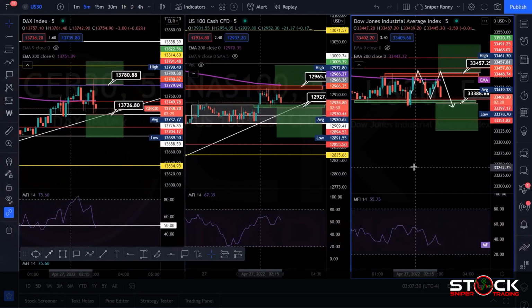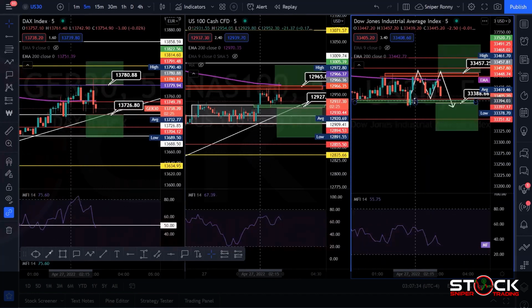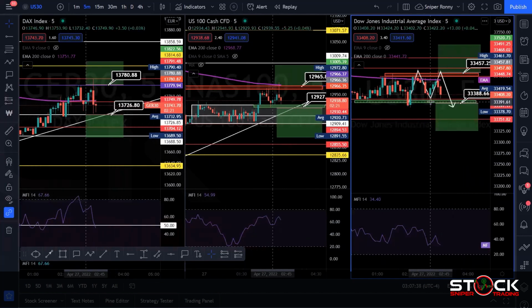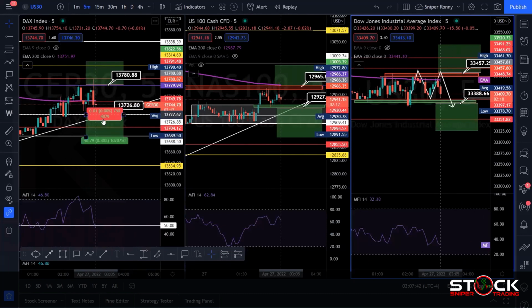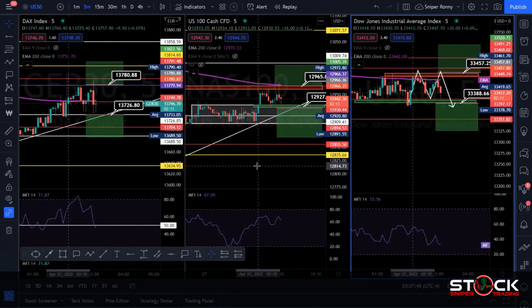Here we go. So we're testing the previous demand area. The M pattern, this is the neckline that we need to break, the demand area. Same with NASDAQ, DAX. So it's finding buyers. We're still holding.